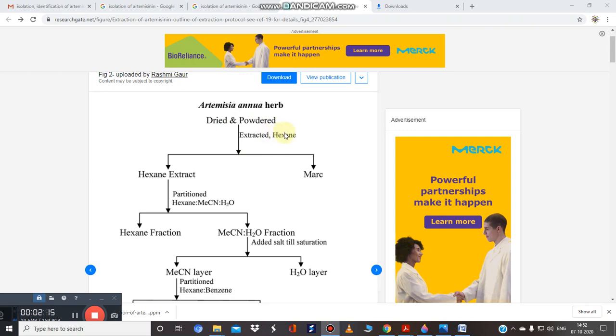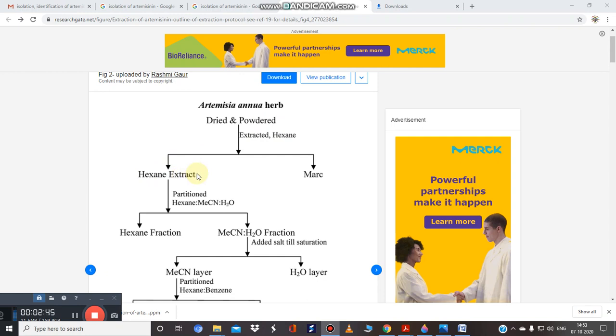What will happen if we use a non-polar solvent like hexane? Hexane is a non-polar organic solvent. In this case, all the fatty material, or you can say the fats present in the plant, get dissolved in hexane. Why? Because we know like dissolves like, and hexane is non-polar and fats are also non-polar. So the first step is also known as defatting. We will do defatting with the help of hexane.